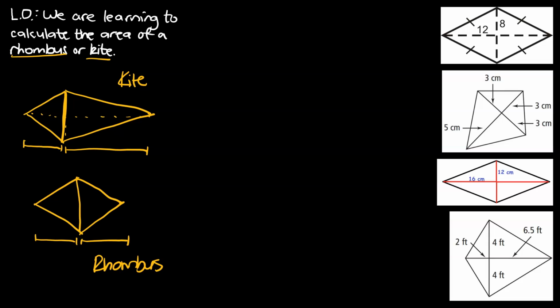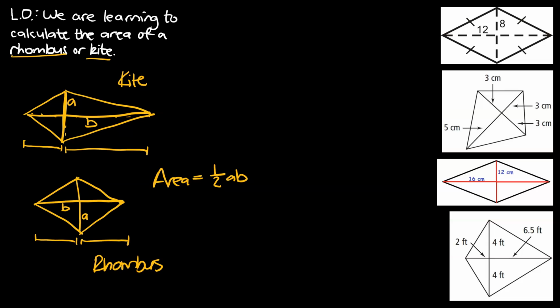So the area formula, I'm going to write it at the top. I'll write it down the middle actually. So the area of a rhombus or a kite is equal to 1/2 of A times B. And I'll show you where A and B is. So A and B are the corner to corner lengths. So up and down would be A, across would be B. And then in the kite above, up and down would be A, and across would be B. So hopefully that makes sense.